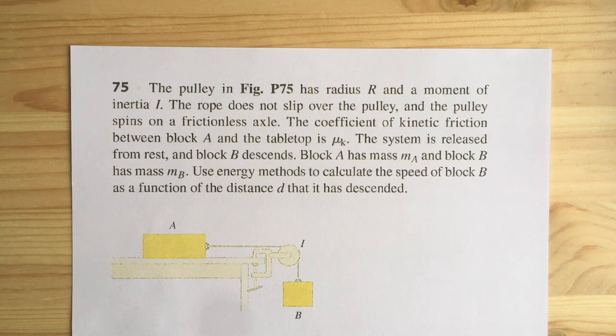Okay, hi everybody. I am now going to go through the solution for problem 75 from chapter 9. This is a problem we've seen before, and it's a really great example, so you should be excited about this problem because we are now ready to fully model this system.